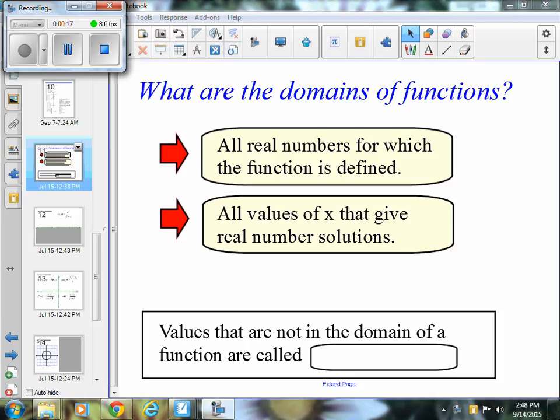So first of all, in the domain of a function, what we're talking about is all the real numbers for which the function is defined. So when we think about substituting values into a function, we have to be able to put in numbers that work. So that's kind of the first point. The second one is thinking of it as all values of x that give real number answers. So whatever numbers in the domain, these x values that you can put in, will give you a real number answer. So when we substitute values in, the answer that we get makes sense. So we're looking for those values in the function.